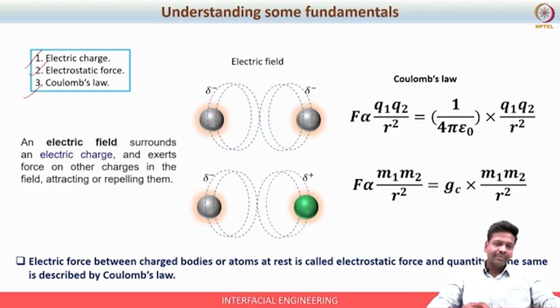Now, the same thing you can also extend to two macroscopic objects. It can be a negatively charged macroscopic object or a positively charged macroscopic object. Whenever there is a charge system, the electric field will emanate from the charge system, and that electric field will interfere with the other charge system, due to which the electric force will be created. That is what we have shown in the schematic.